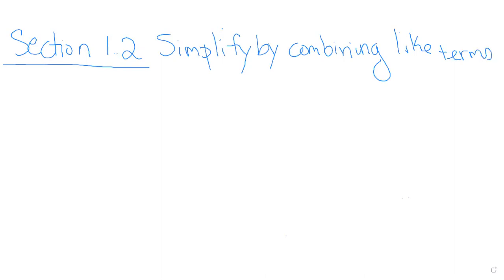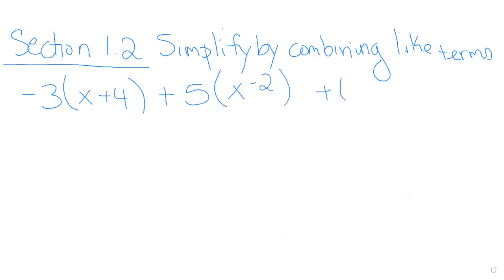So the first one that we are going to do looks like this: -3 times (x plus 4) plus 5 times (x minus 2) plus 6x. Now, when you're combining like terms, the first thing that you always want to do is take care of the numbers that are out in front. And the way that you're going to have to do that is by distributing.